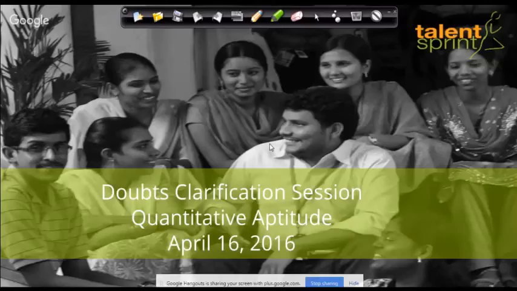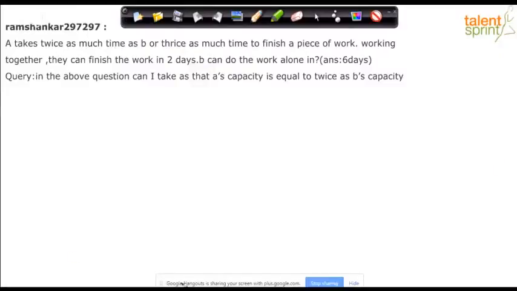So moving on now, first question of the day. Now this has come from Ram Shankar, right? Let us look at the question. It says A takes twice as much time as B or thrice as much time to finish a piece of work. Working together, they can finish the work in 2 days. B can do the work alone in... I think there is some error in this question. He's saying A takes twice as much time as B or thrice as much time to finish a piece of work.